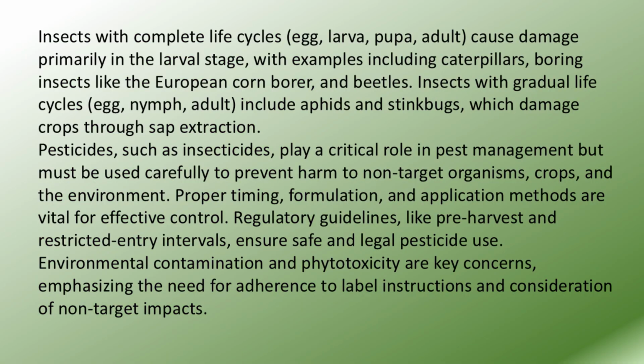Insects with complete life cycles, egg, larva, pupa, adult, cause damage primarily in the larval stage, with examples including caterpillars, boring insects like the European corn borer, and beetles. Insects with gradual life cycles, egg, nymph, adult, include aphids and stink bugs, which damage crops through sap extraction.